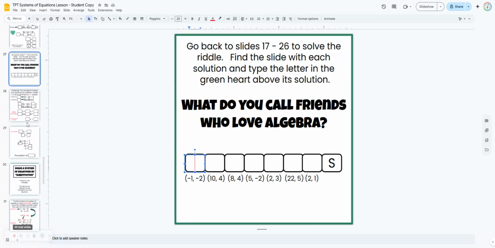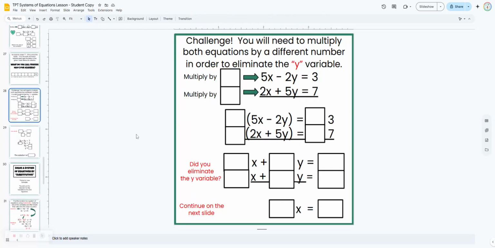Now, once they get through this, we're going to look at another challenge problem here. This is an example of when we need to actually change both equations in order to eliminate a variable. In this case, it's asking them to eliminate the y variable. It really doesn't matter which one we eliminate, but in this case, we're asking them to eliminate y.